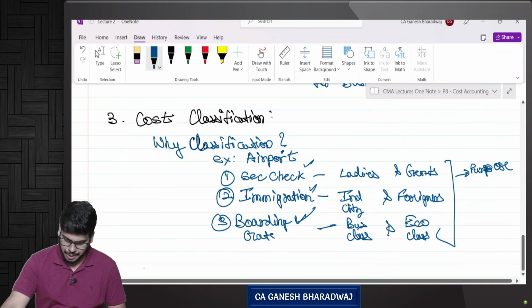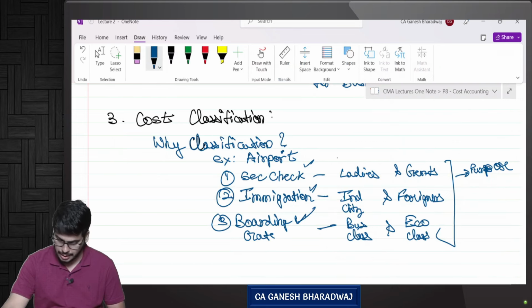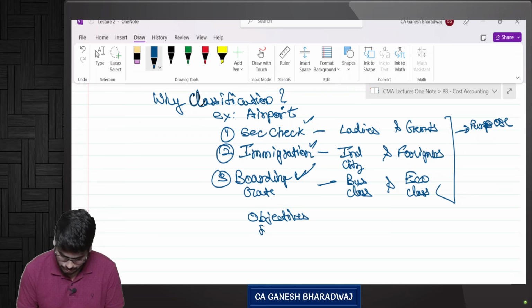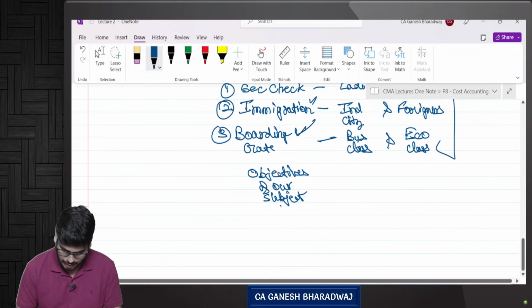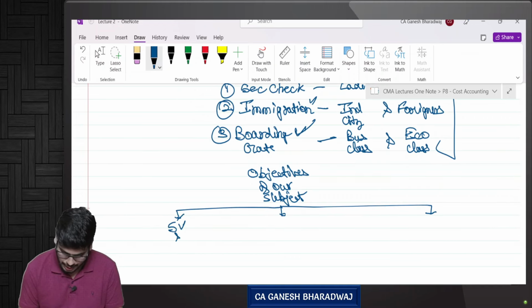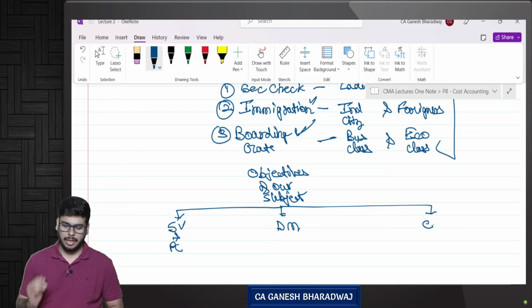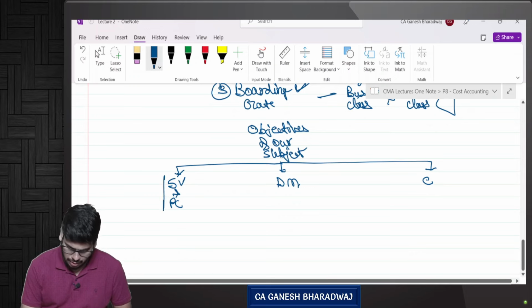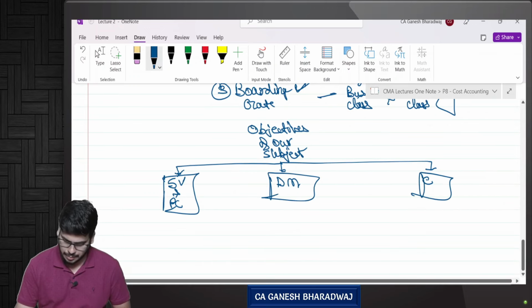Now our subject has three objectives. One second. Yes, so our subject has three objectives. I am just using short forms here: stock valuation and profit computation, decision making and control. Okay, now our subject has three objectives, is what I've told you. Now, sir, stock valuation, profit computation, decision making, control.